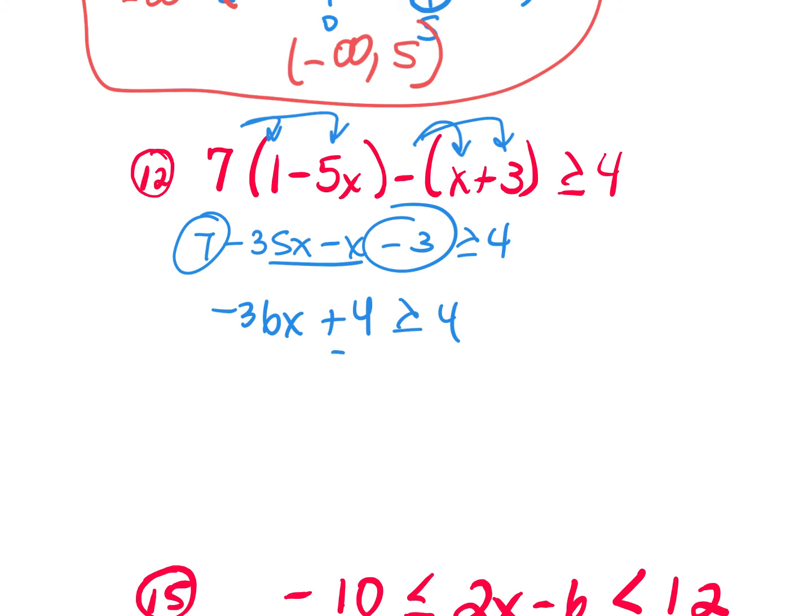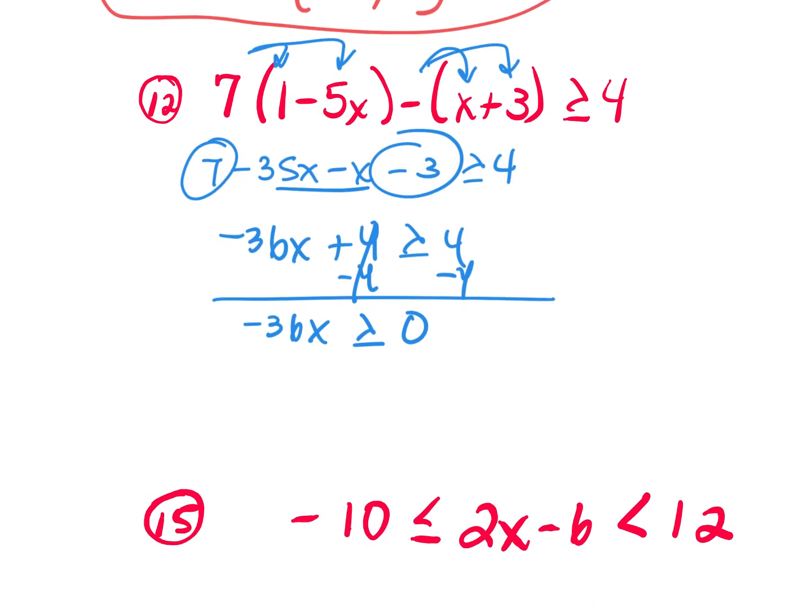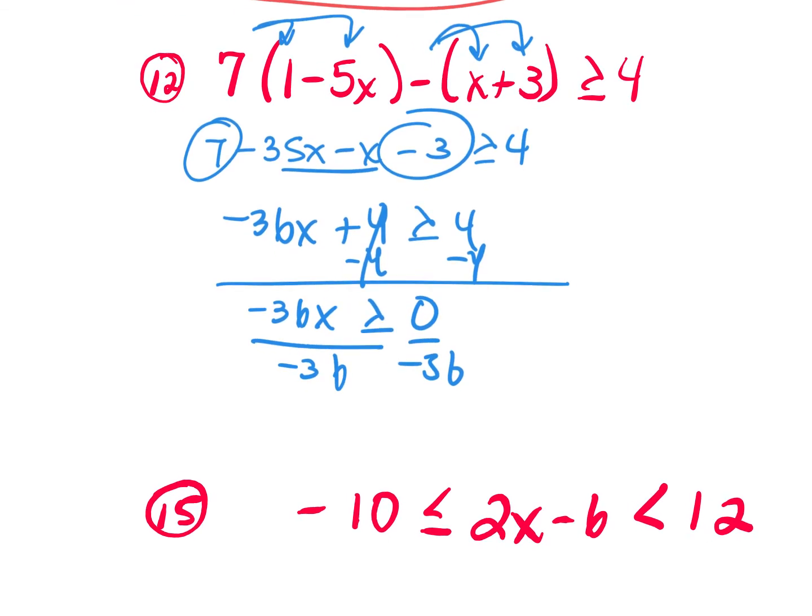So now I'm going to subtract 4 from both sides. I have negative 36x is greater than or equal to 4 minus 4, which is 0. We're going to divide both sides by negative 36. So we're dividing by a negative number. That means we have to flip our inequality sign, and we have x is less than or equal to 0, which is a totally fine answer.